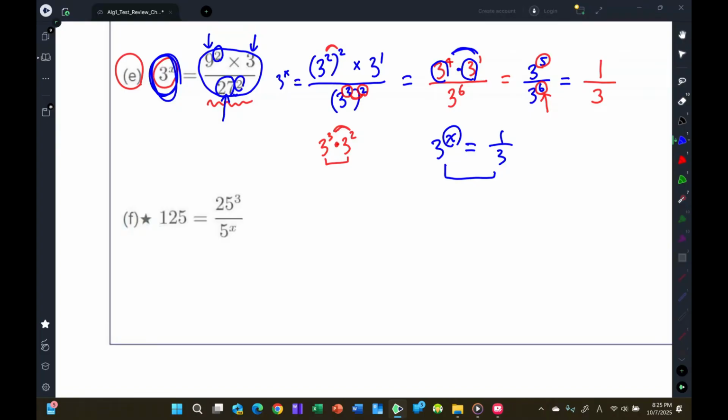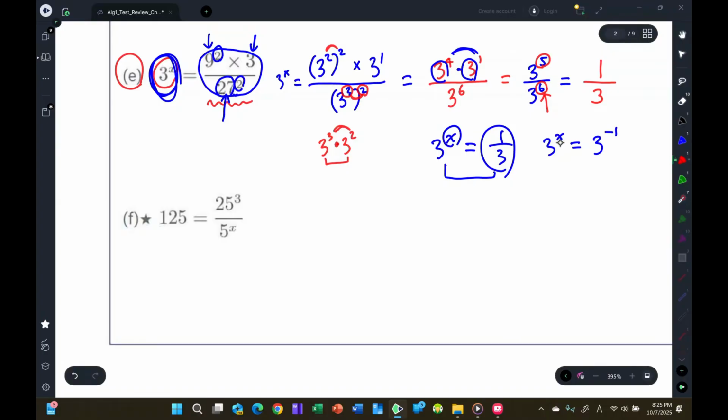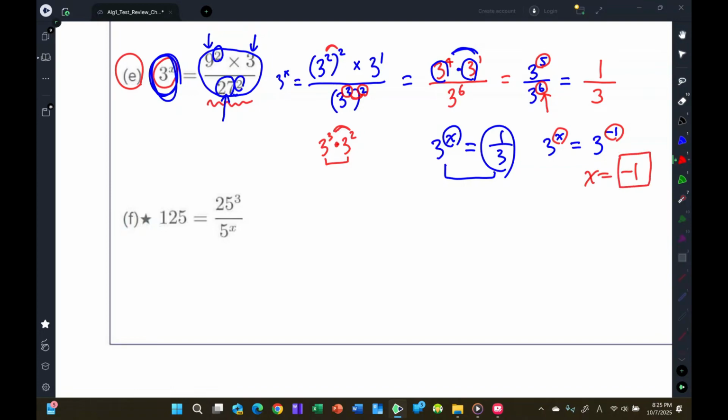So what do we do? Well, 3^x is 3^x, but I can rewrite this without a fraction as 3 to the negative 1 power. Now we see that x equals negative 1. So x equals negative 1. That's the final answer, not 1/3, okay? You needed to find 1/3, but since they asked you to find x, it has to be negative 1.